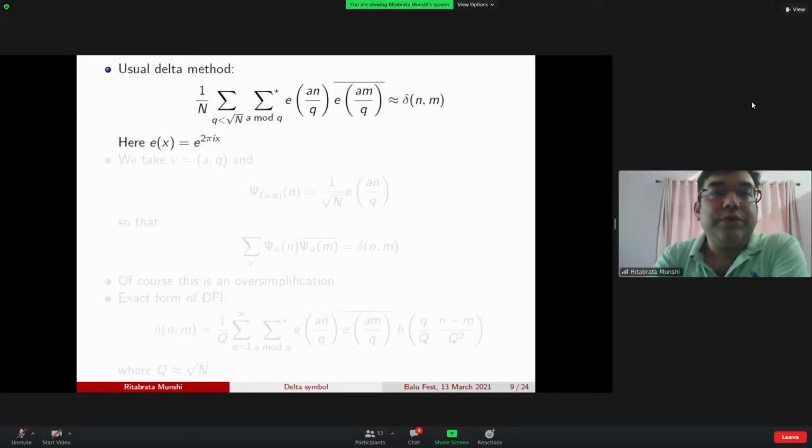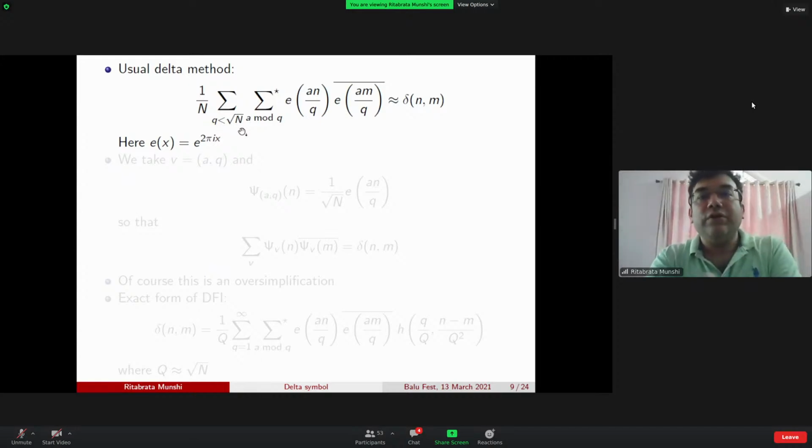Okay, so what is the usual circle method or delta method? Roughly speaking, it gives you an expansion of delta nm, which looks like this. Here, E of x is e to the power 2 pi i x, which is standard notation. So we are taking integers q going roughly up to square root of n.